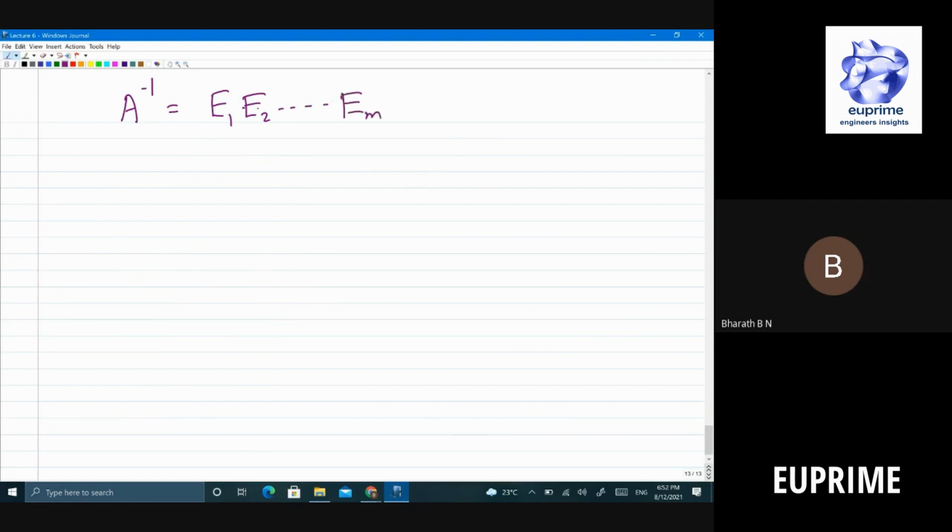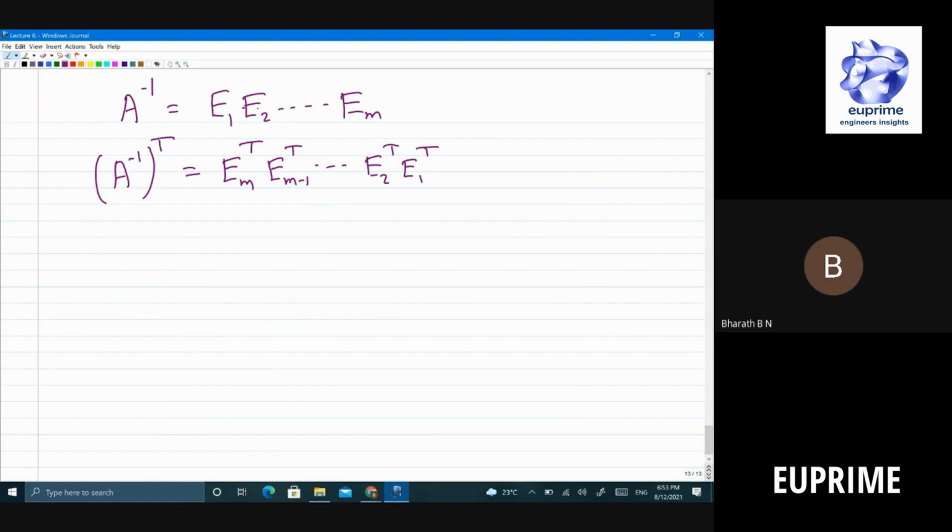Okay. What is the transpose of this? So this will be EM transpose, EM minus 1 transpose, and so on, E2 transpose, E1 transpose. So what is A inverse transpose? It's A transpose whole inverse.